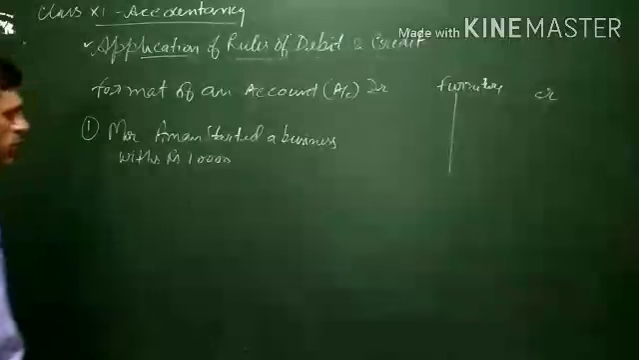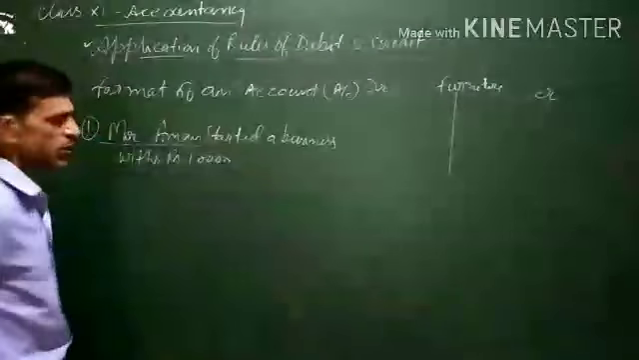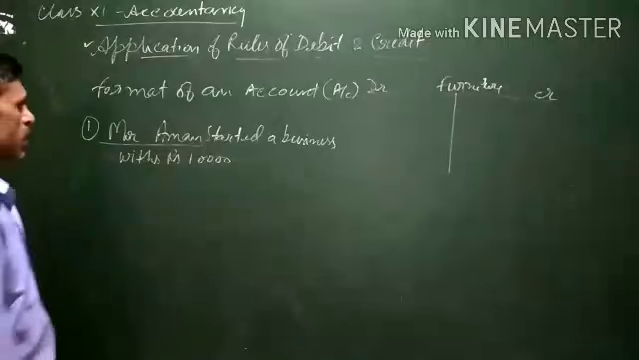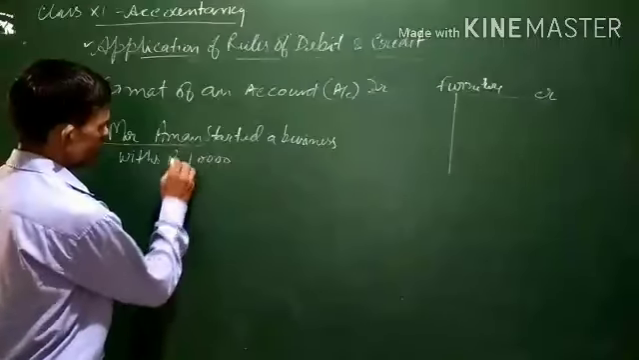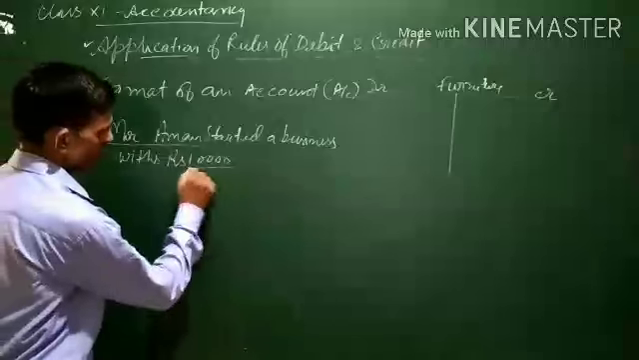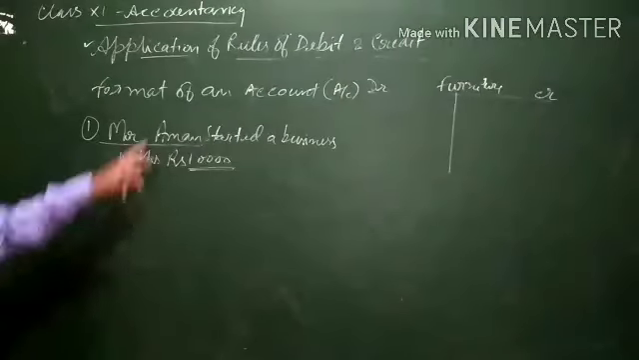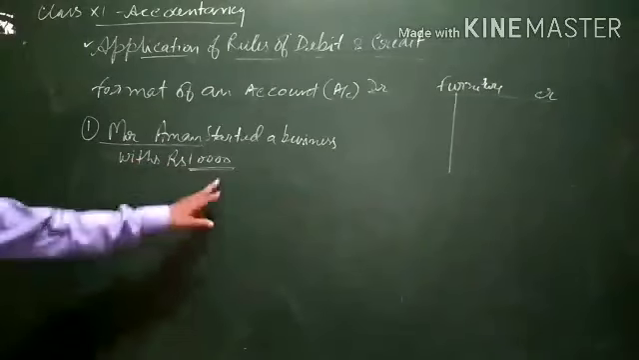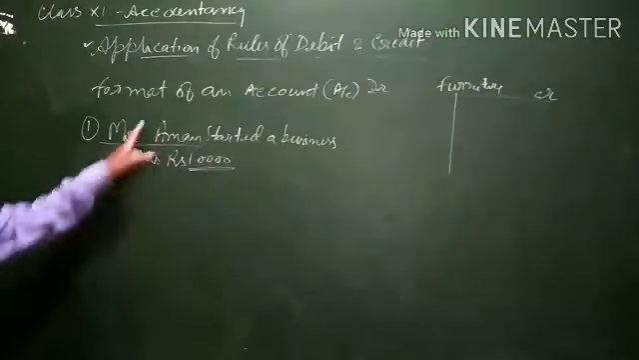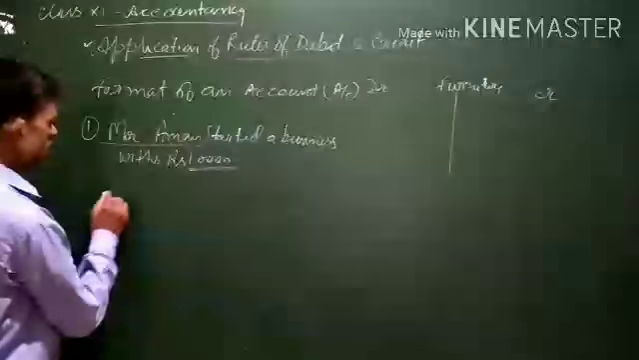Here the accounts involved are what? Mr. Aman has started a business, he is a person, and how much amount has he started with? With rupees 10,000. This is in the form of, suppose, cash. So there are two accounts involved, Mr. Aman and rupees 10,000 cash. These are the two things which are involved in this transaction. So Mr. Aman is an owner.